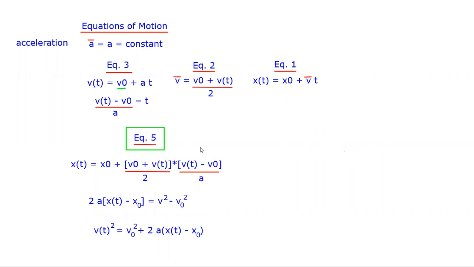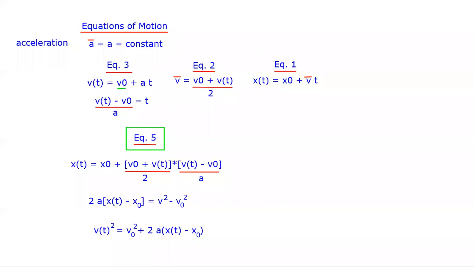Okay, so that's what we have down here: we have equation 2 for the average velocity in equation 1, and we have equation 3 for time in equation 1. So we have initial velocity plus the velocity as a function of time divided by 2, times velocity as a function of time minus the initial velocity over the acceleration.